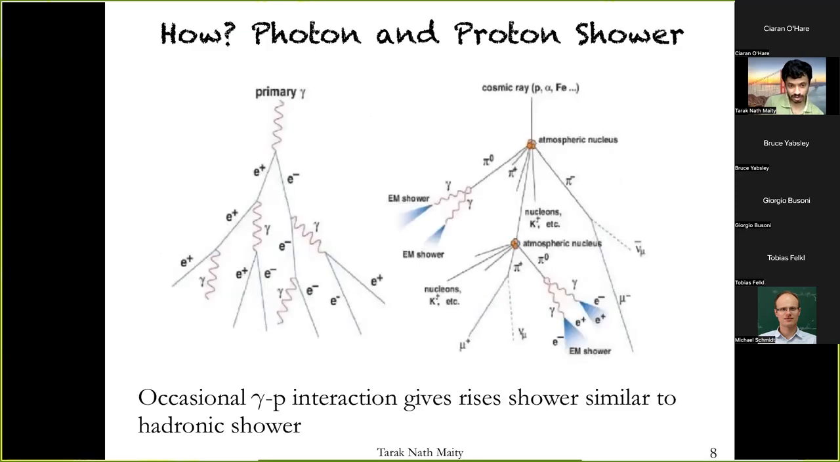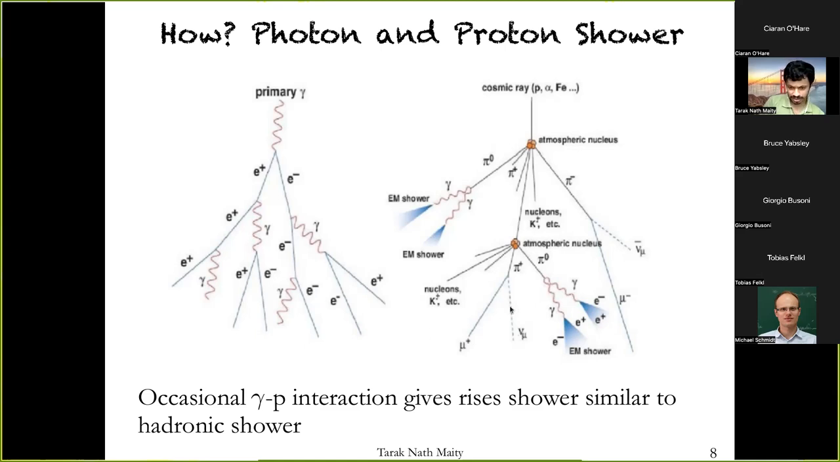Then comes the point of how we differentiate between photon and proton showers. To guide your eye, in the left panel I show you the air shower particles that will be produced by a primary gamma ray. The gamma ray comes, interacts with the atmosphere to produce an electron positron pair. Then at the end of the shower, you produce electron positrons and gamma rays. But in the cosmic ray shower, along with these electrons, positrons and gamma rays, there are a whole lot of particles like gluons, muons, and neutrinos. In the context of the Tibet AS gamma experiment, these muons are quite important because that's what they have used to differentiate between cosmic ray and gamma ray showers.